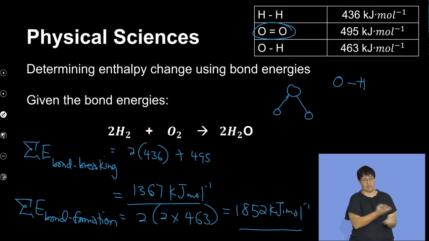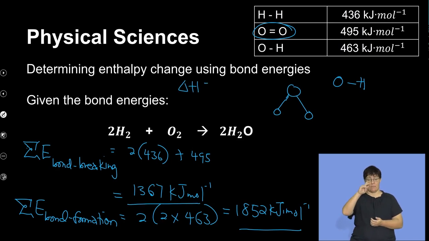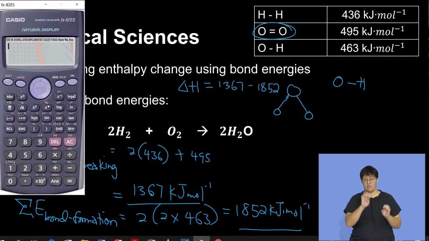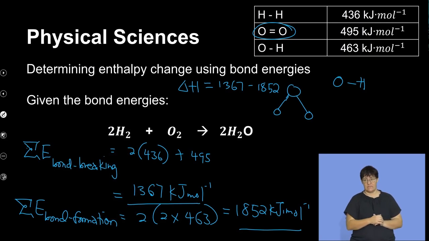So if we are to summarize that, we would say that the enthalpy change of this reaction is equal to 1367, minus the amount of energy that was released when bonds were formed, which is 1852. So if we evaluate that, 1367 minus 1852, the value is negative 485. So the enthalpy change is equal to negative 485 kilojoules per mole.